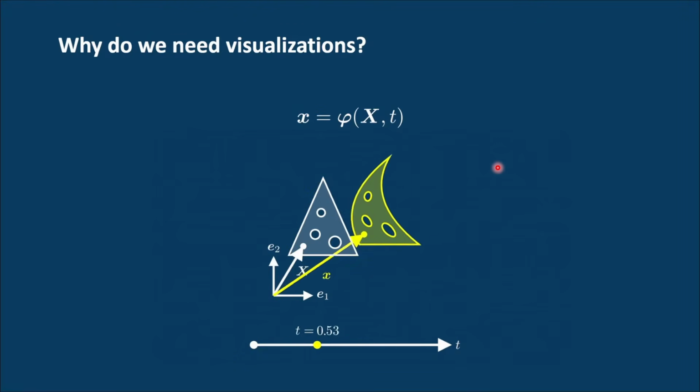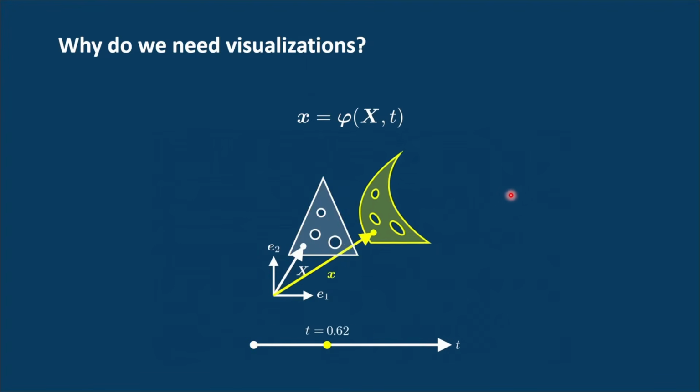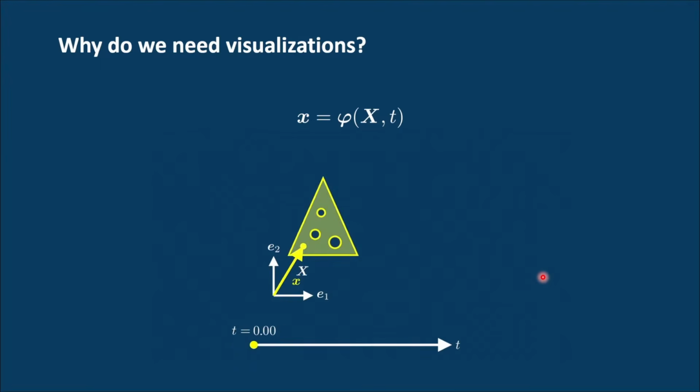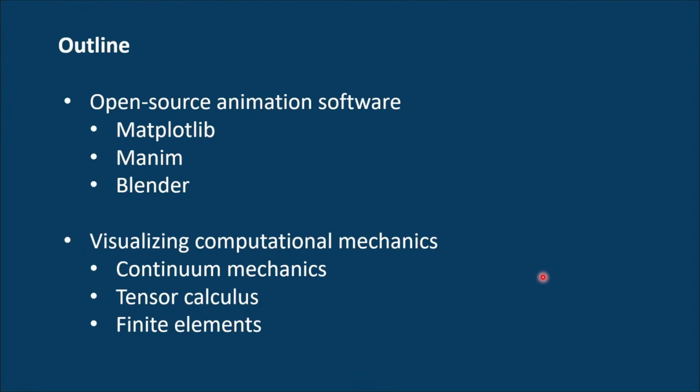Here's another example of a deformation mapping where if you just see the formula, it's maybe difficult to understand this, but if you see some visual animation, that makes it much easier to understand topics like this. So in this talk, I would like to first show some of the animation software that I use for making animations. These are all open source, so they are free to use. And specifically, I would like to show some examples from Matplotlib, Manim, and Blender.